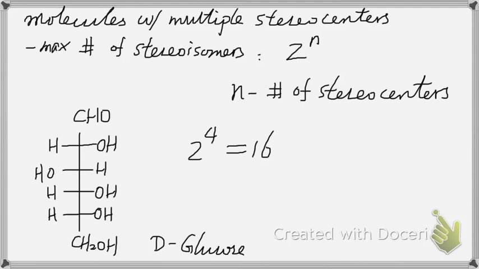So if you are interested, you can find the structure of all 16 stereoisomers in Chapter 25, the chapter on carbohydrates.